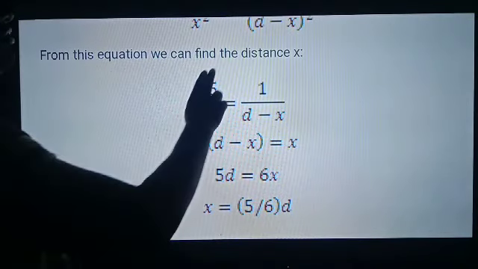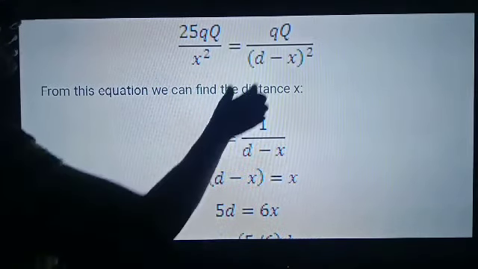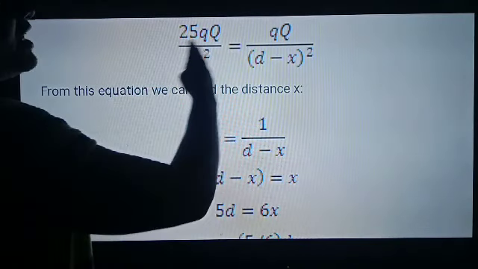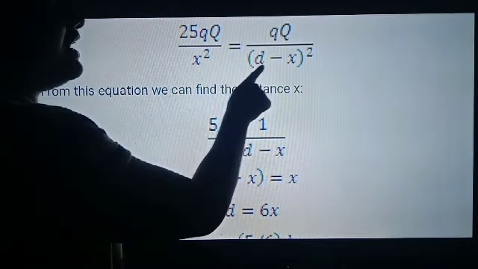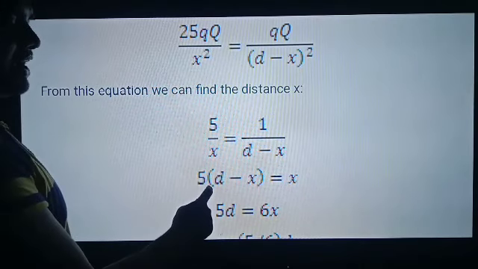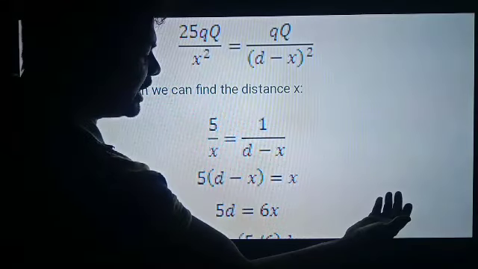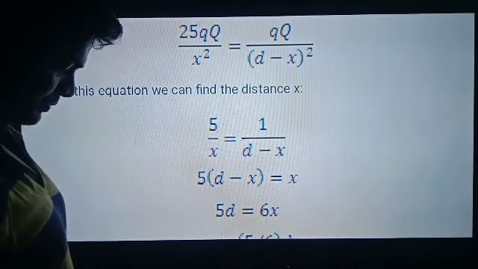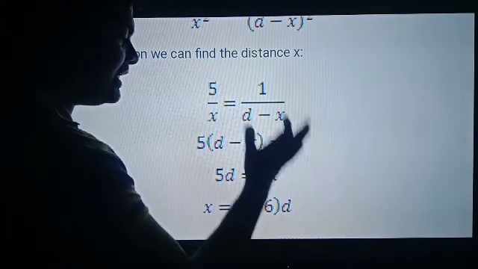From this equation, we can find the distance x. Small q and capital Q cancel on both sides. If we take the square root of both sides, it will be 5 by x equal to 1 by d minus x. Now cross multiply: 5 bracket d minus x is equal to x. 5d minus 5x, the minus 5x will go to that side and become plus 5x. 5x plus x is 6x. Now x is equal to 5 upon 6 d.